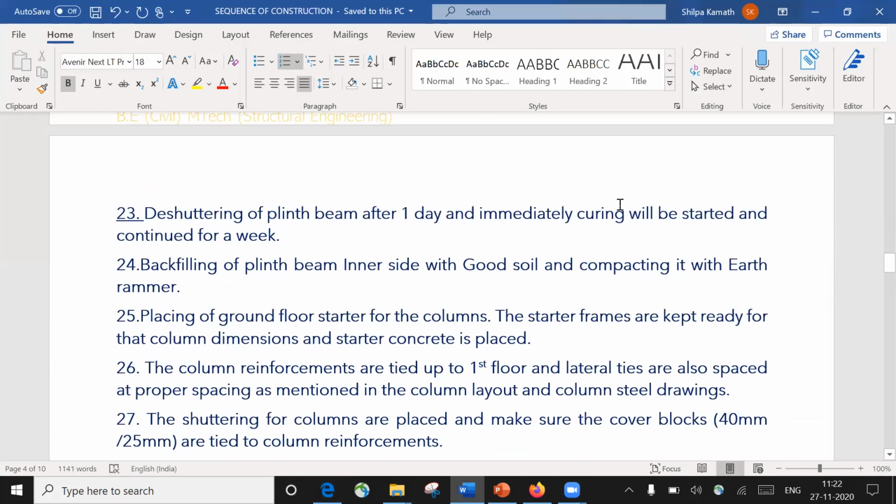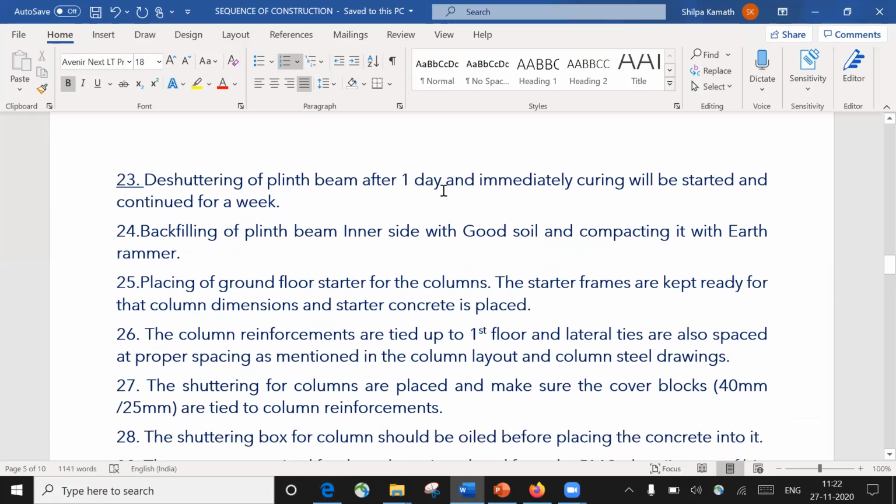Once we are done with the casting of the plinth beam, the next step is deshuttering of plinth beam after a day, and immediately curing will be started and continued for a week, right? You've done the casting, next day, since it's a vertical element, the code recommends you to deshutter the vertical element after 24 hours. That is, the time limit is 16 to 24 hours, but usual practice is we remove it after a day, that is after 24 hours. So deshuttering of a plinth beam after one day, and immediately curing will be started and continued for a week. Again, you have to do the curing. So once again, plinth beam is casted.